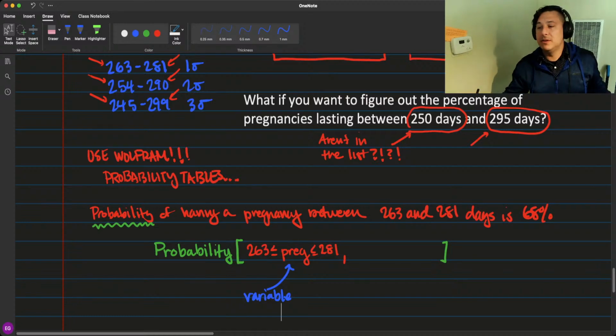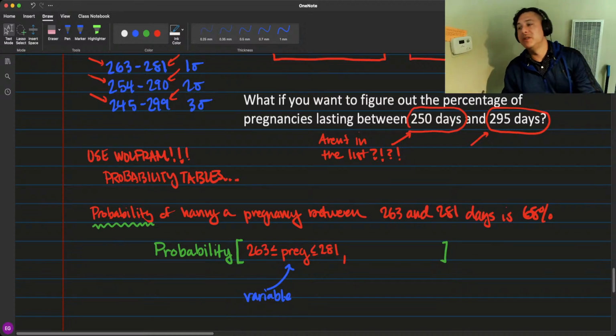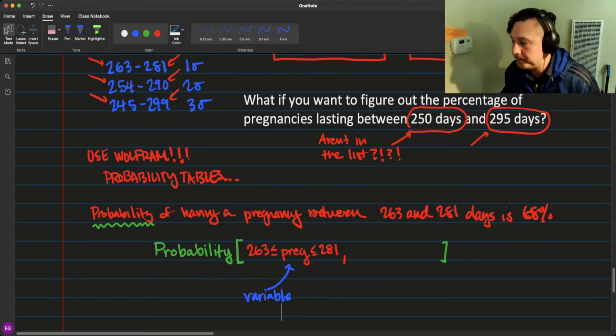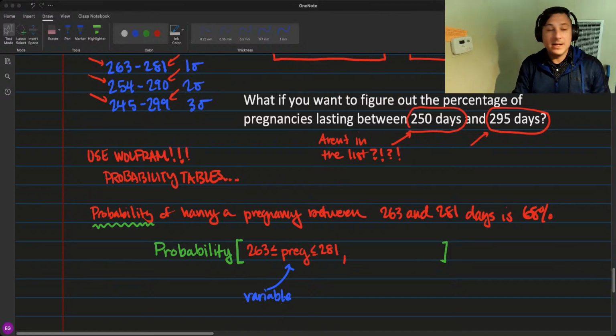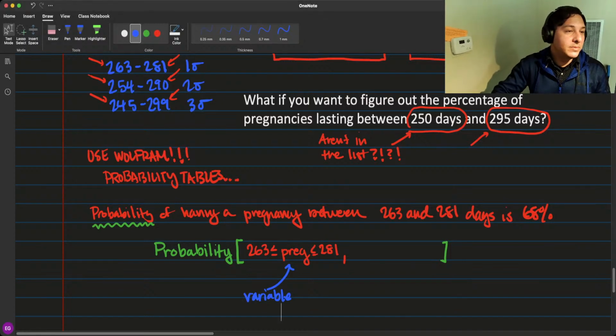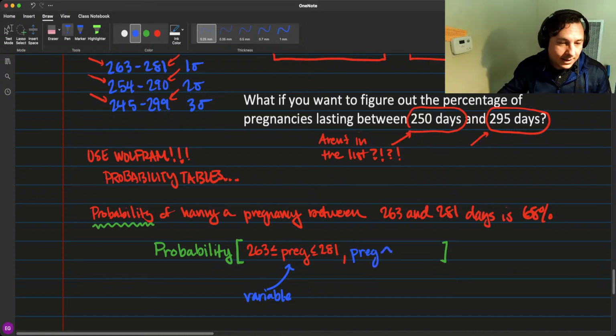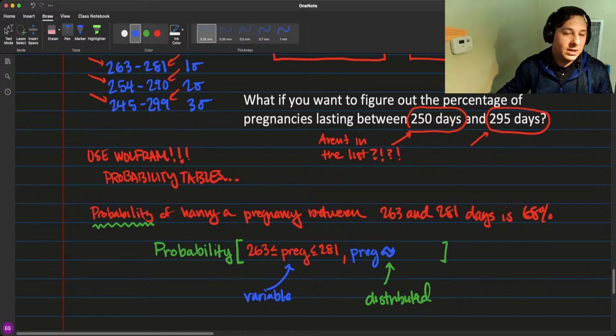Now, what do we know about the pregnancy variable? What sort of distribution is it? Like, pregnancies follow what sort of distribution? Yes. So what you have to put in next after you put a comma is you have to tell Wolfram, hey, the variable preg is distributed. This little symbol right here, it looks like two little lines, is the distributed symbol. So preg is distributed according to a normal distribution.